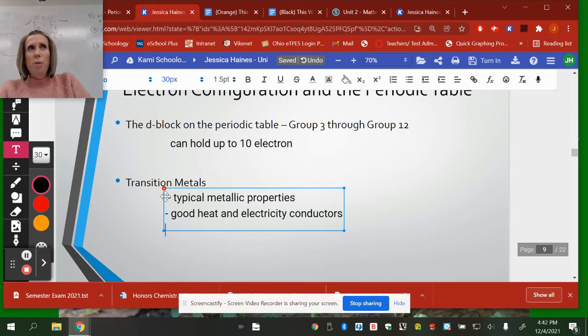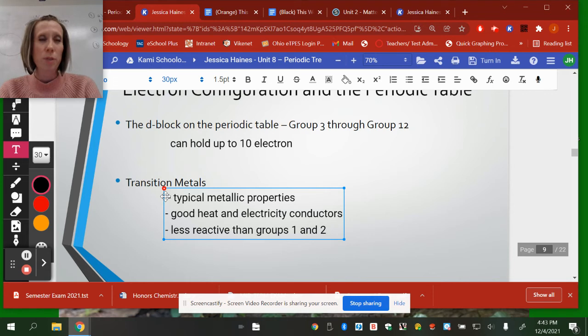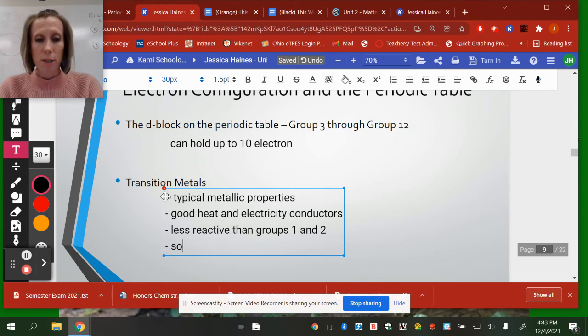Okay. They don't want to explode when you put them in water. They don't produce hydrogen gas that's super explosive whenever they react with things. So they are less reactive than groups 1 and 2. So they're way more stable just being themselves in nature. They do like to combine with things, but they don't always combine with stuff. Some do not form compounds at all, actually. Some do not form compounds.